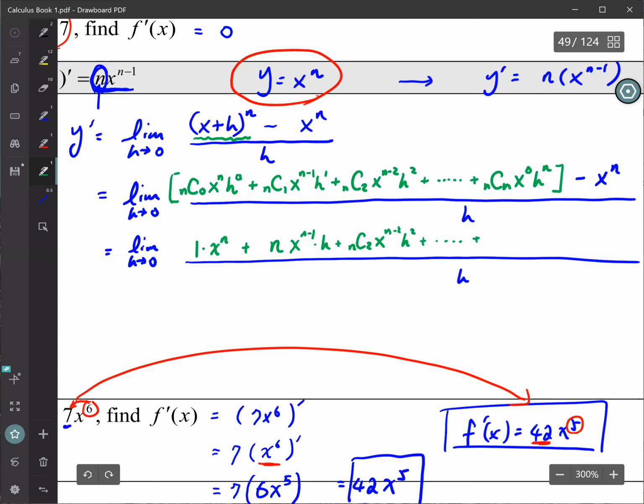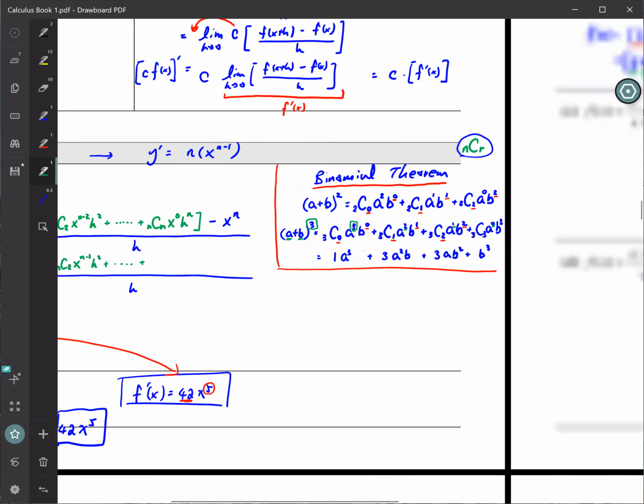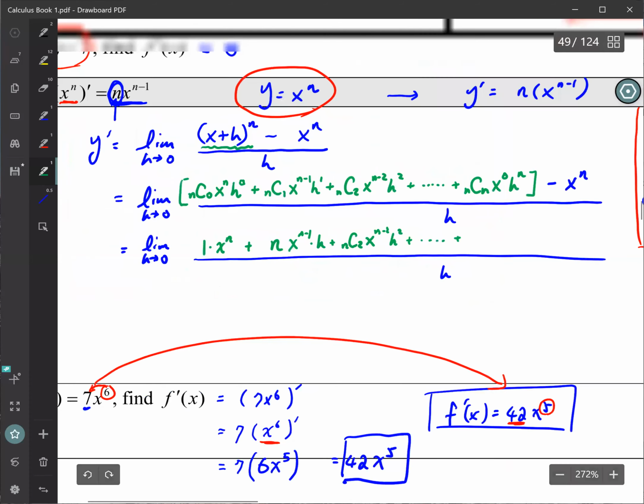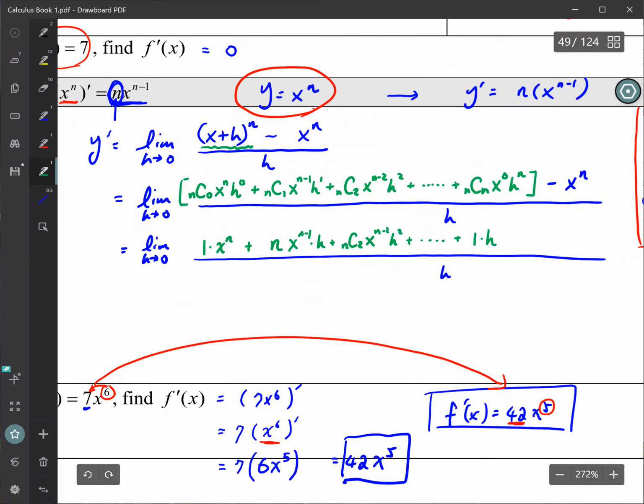Now the last one, NCN. So if you look at the example, 3C3 is also equal to 1. 5C5, we can try it later, right? 5C5 will be 1. So the last term will also have a 1. X to the 0 will be 1 as well. So I'll just leave it as h to the n, right? Close the bracket. Minus x to the n. Is there any part you have questions? Can you ask me?